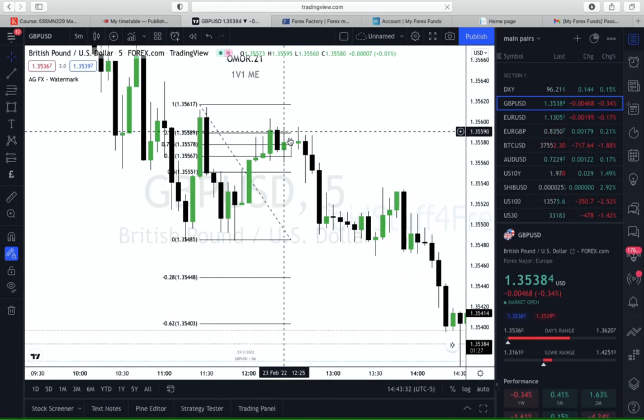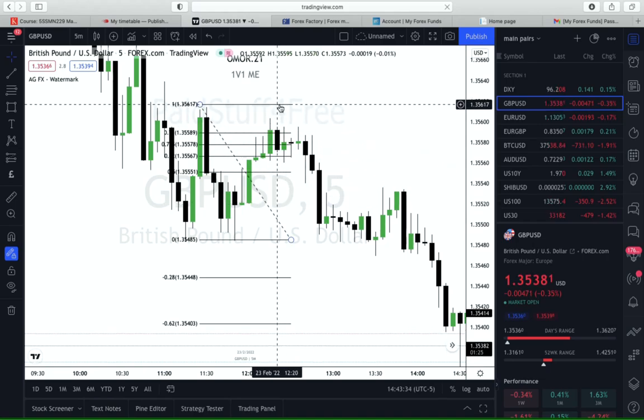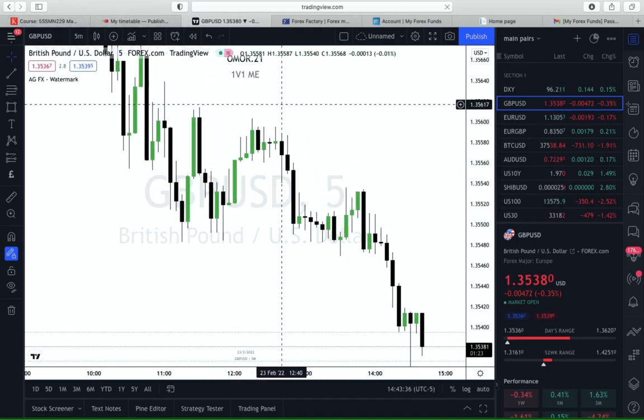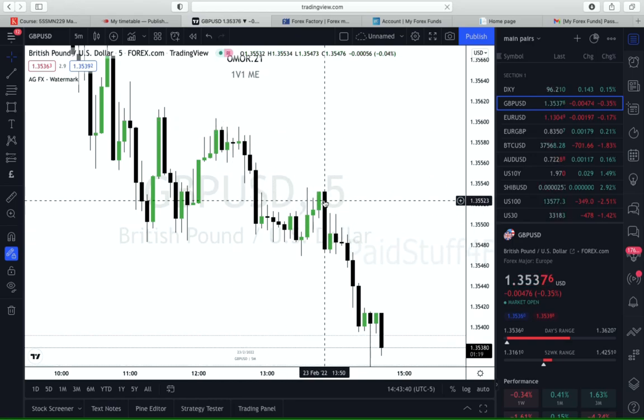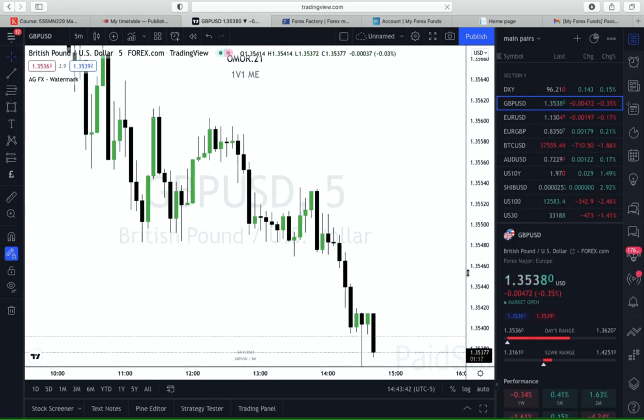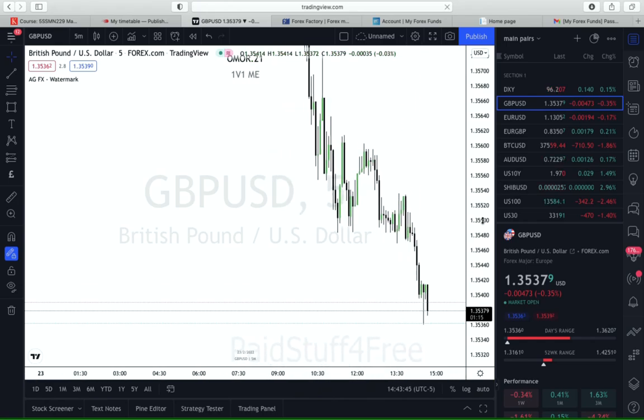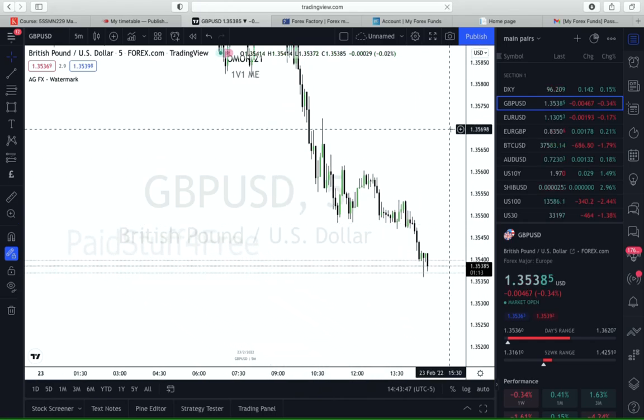Yeah? And then price collapses down. I think that's the 4th one. I don't think from here to here, that's not in the optimal trade entry. But yeah, then you see GU has completely tanked today. But I hope that helps.